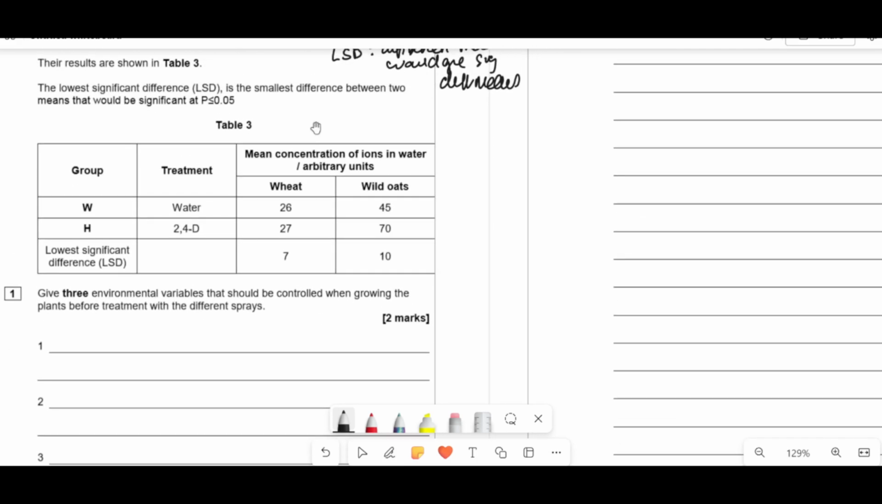So then have a quick skim through the table. Group W had water, H had 2,4-D, and for the concentration of ions, they did it between wheat and wild oats. So between wheat and wild oats, 2,4-D did not have much of a difference or an effect. Between water and 2,4-D, though, you can see there are way more ions in the water in wild oats than there is in W. The difference between these is not significant, but between these two, that is way more, that's more than 10, so this is a significant difference.